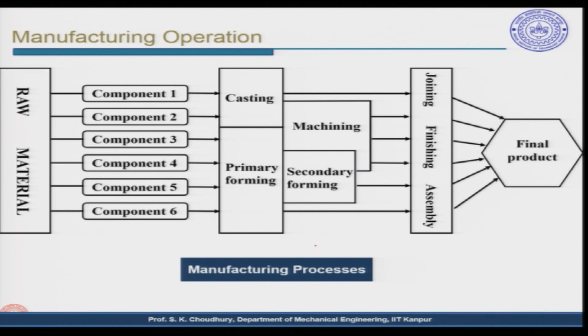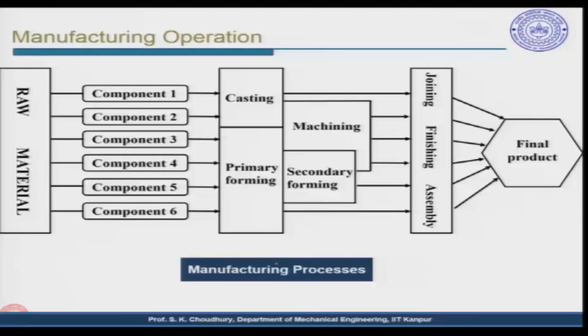Okay. Now, these manufacturing processes can be either the constant volume manufacturing processes, as you know, or it can be material additive, for example, in case of welding, in case of additive manufacturing, or it can be a material removal manufacturing process, which is the machining. So, it can be either casting or primary forming, which are the constant volume. Here the volume is not changed, volume of the workpiece is equal to the volume of the final product, or it can go through the machining, or it can go to the secondary forming.